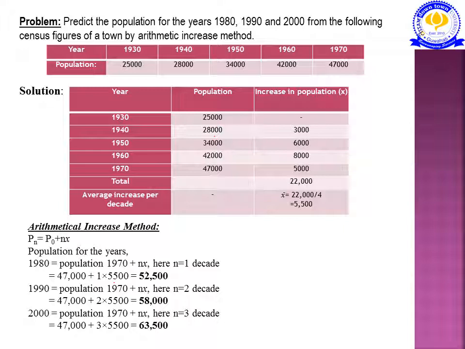Accordingly we have solved for 1990 and the year 2000. We have got 58,000 and 63,500. I hope this numerical is clear. It is very simple. Try it out at home to solve this problem and some similar problems related to arithmetic increase method. Thank you.